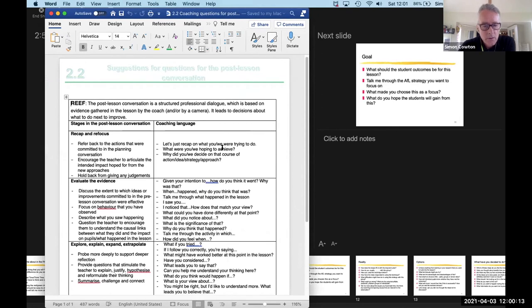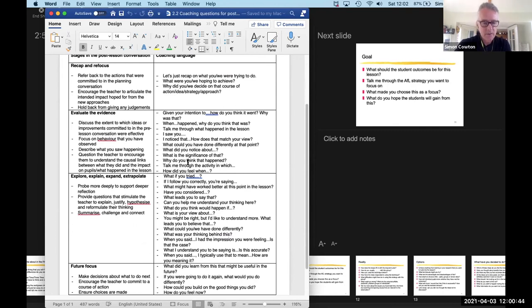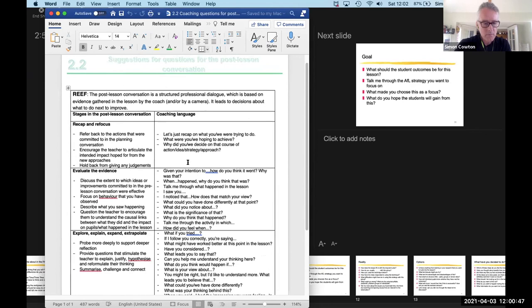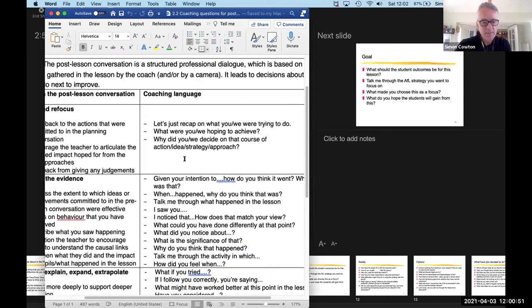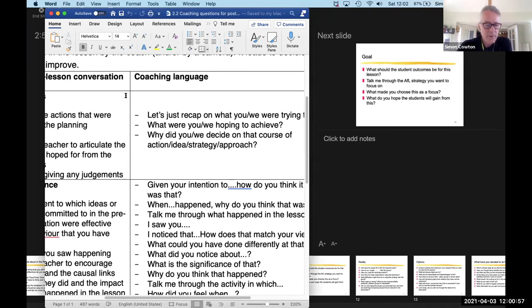So this is a structured professional dialogue. This is not a cozy conversation. Doesn't mean to say you can't have a nice cup of coffee, but it's a structured professional dialogue, the aim of which is to support the teacher to reflect and to get more value out of the time, out of the experience. And here are some examples of questions. So for the recap, here are some examples.